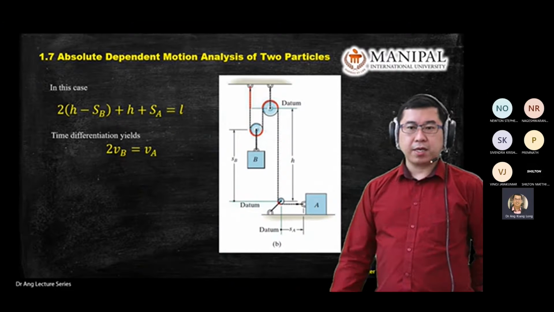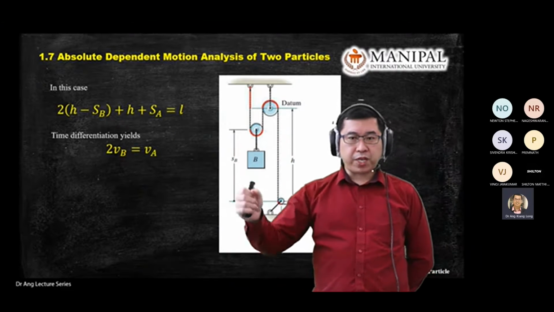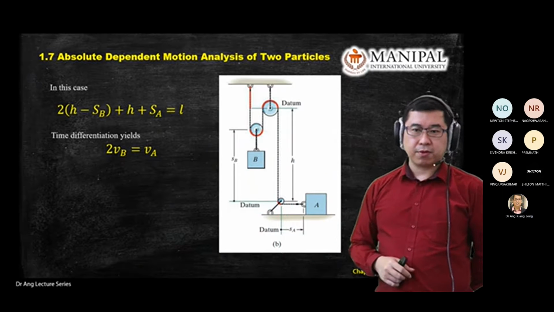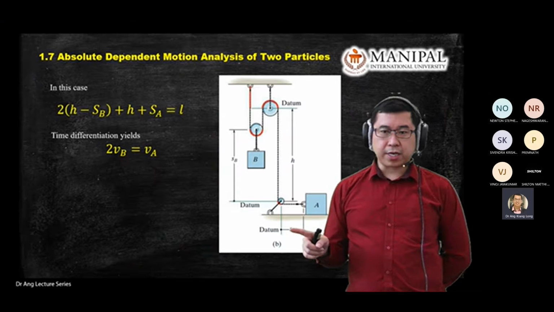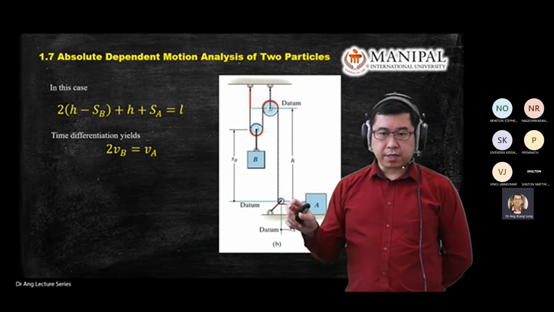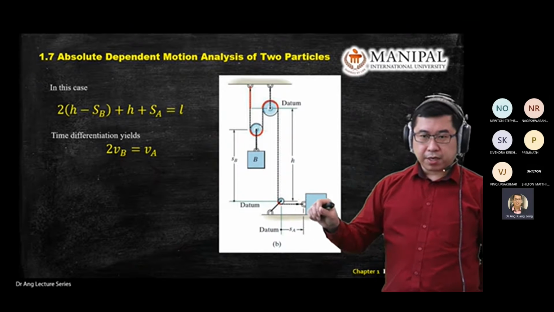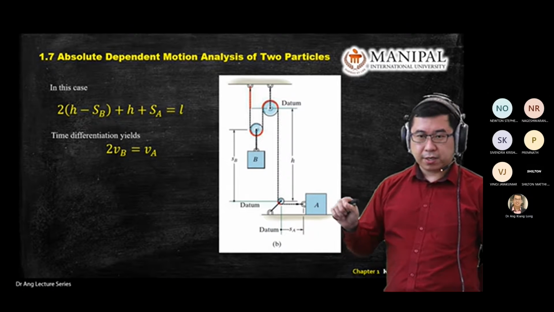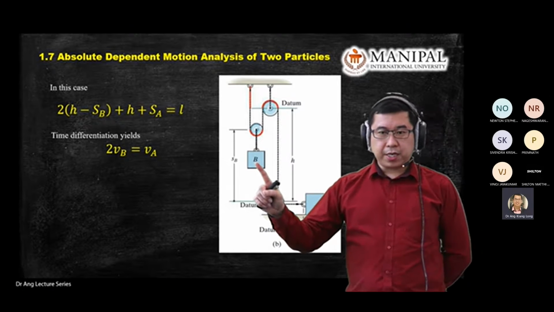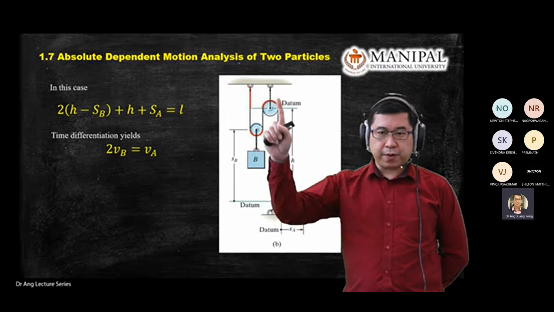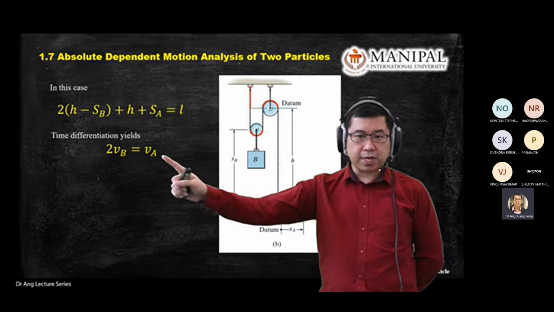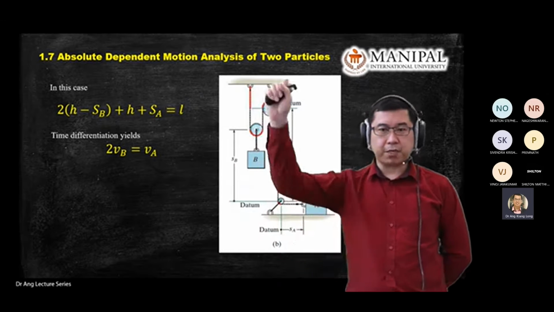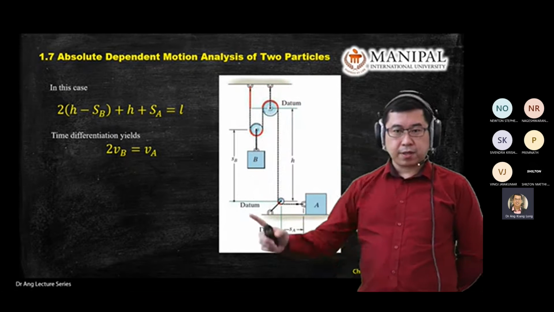What does it mean? If you pull VB down, VA is going to move positive. Okay. In this case, if you pull A to the positive direction, your B is going to move up. That's why your V is positive, because now your datum going up is positive. Okay?